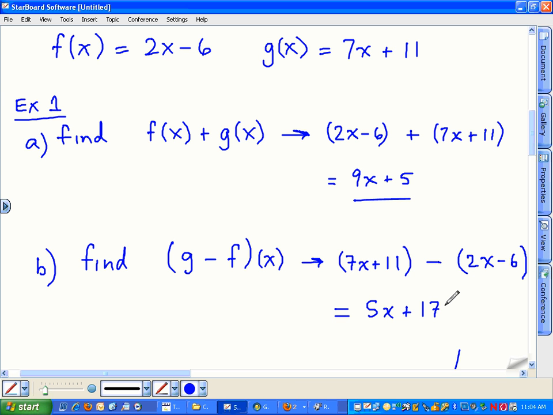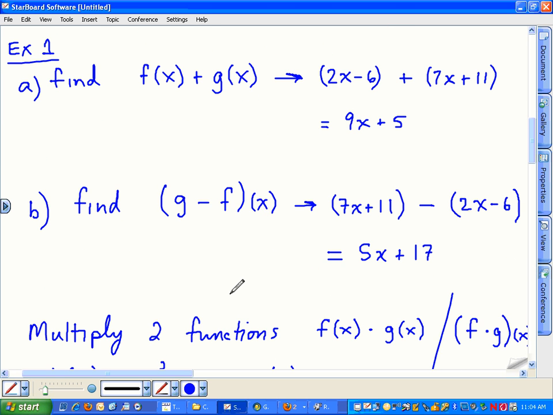Any questions on adding or subtracting? That's all it is. Just adding, subtracting like terms. Any questions? No? Let's go on to multiply. These are fun.